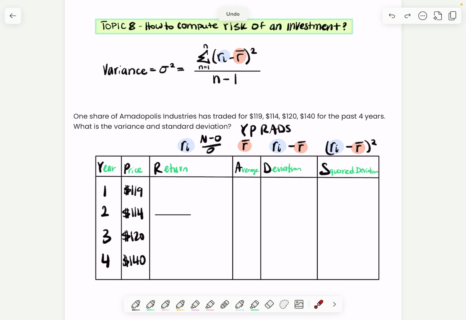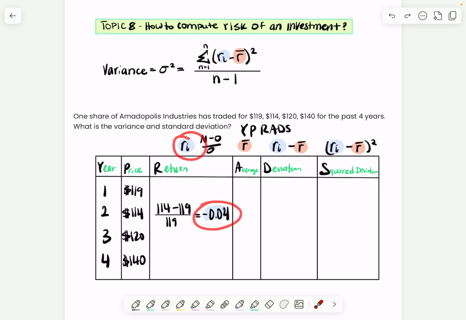So for this one, it's a fraction. New price is always the one right next to it, so 114. I mean, that's the new price for the year. Then minus the old price, which is 119, the price for the previous year, and then divided by the old price. So these numbers are always the same. And if you put that into your calculator, you'll get a number that you can round to 2 decimal places, and that's negative 0.04.